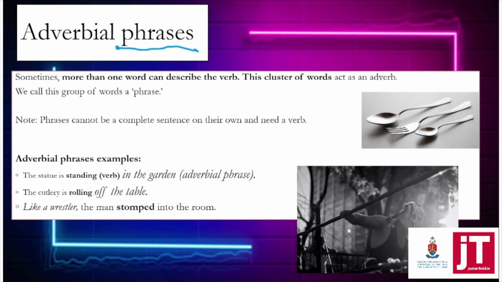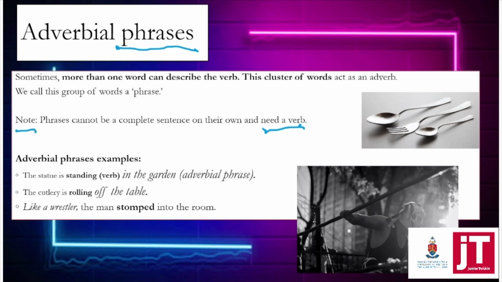Okay, so let's take a look at this. Sometimes more than one word can describe the verb. This cluster of words acts as an adverb. We call this group of words a phrase. Note, phrases cannot be a complete sentence on their own. They need a verb. Sometimes they even have a verb, but you'll note that it's not a finite verb, which we can go back to the verb video for reference. So let's look at some adverbial phrase examples.